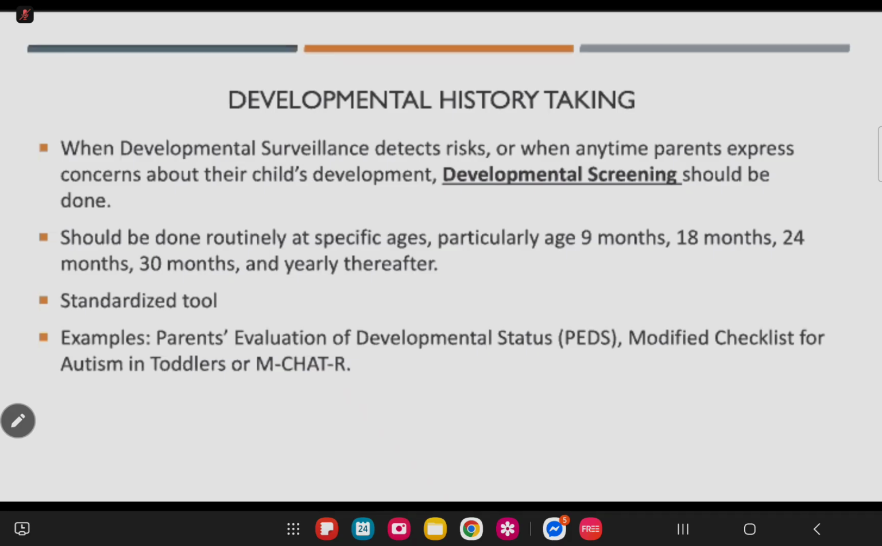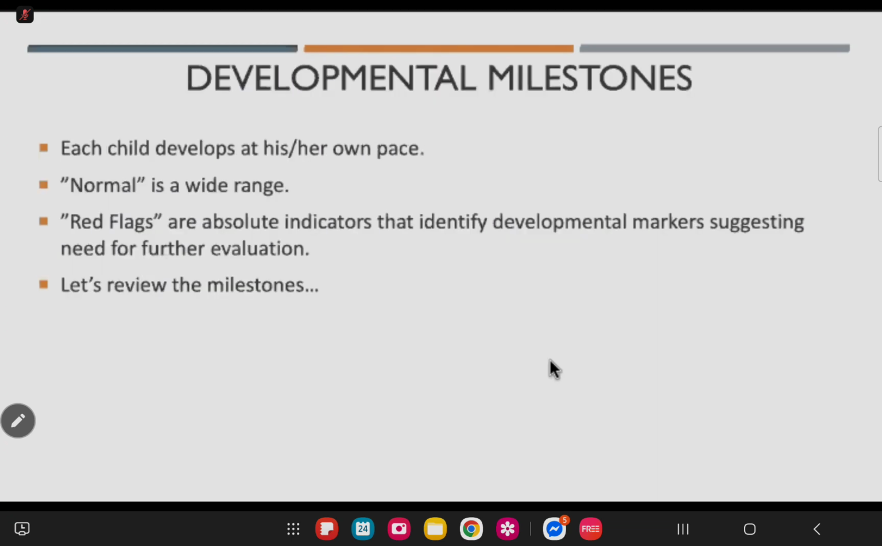Usually what we use is the MCHAT-R or the PEDS, your Parents Evaluation of Developmental Status, and your modified checklist for autism in toddlers. Both of these standardized tools are used by parents. So they're the ones who will answer this. And it's up to the physician to interpret the answers of the parents. We'll not go into detail. That's already for one good pediatric specialty. But it's an example and should be in the text.